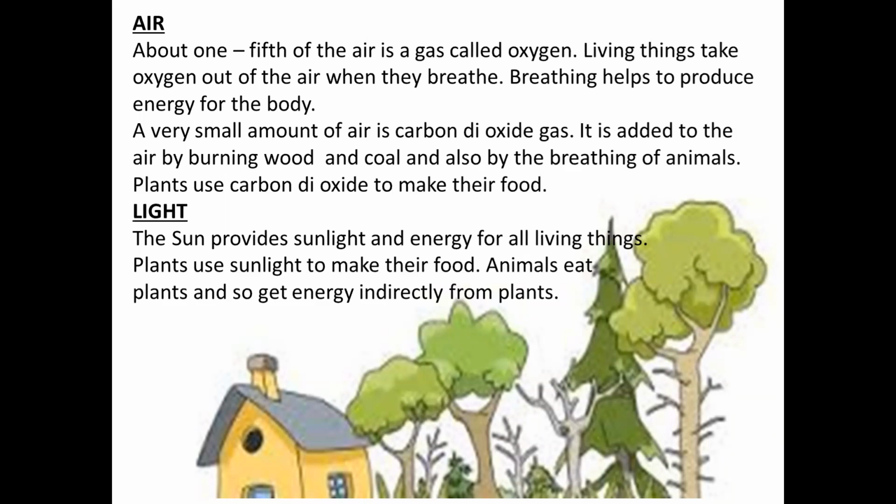And I hope every one of you knows that this process is called photosynthesis. What do we call it? Photosynthesis. Yes. So animals eat plants and so get energy indirectly from plants. It means although we are not depending on sunlight directly, once the plants use the sunlight to make their food, and the animals and the humans take this food, indirectly we are taking this sunlight. Okay, students. So this is about the light, which is a very important component of our biosphere.